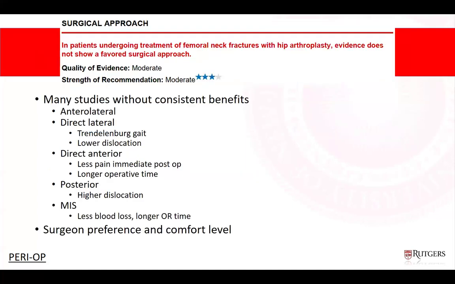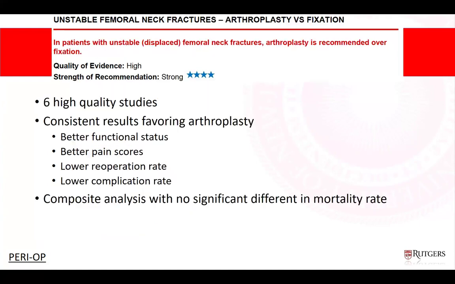In terms of surgical approach, there's a lot of different studies that are all very heterogeneous. There's really been no surgical approach that has been consistently shown to be any better than any other. So it really is kind of surgeon preference and should be based on their comfort level with that procedure.